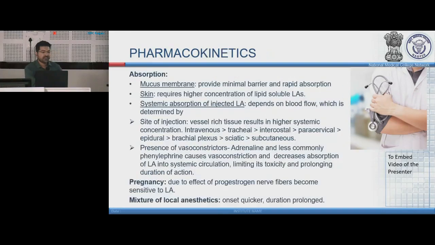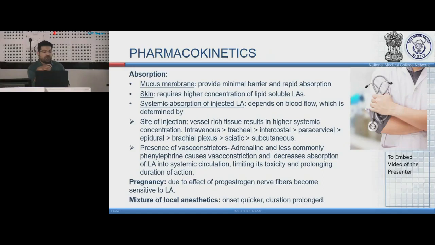In pharmacokinetics, for absorption, mucous membrane provides minimal barrier and rapid absorption. On the other hand, skin requires a higher concentration of lipid-soluble local anesthetic agent. Systemic absorption of injected local anesthetic depends on the blood flow, and blood flow depends on the site of injection. Vessel-rich tissue results in higher systemic concentration. Obviously intravenous, and more blood supply is to intercostal than brachial plexus.